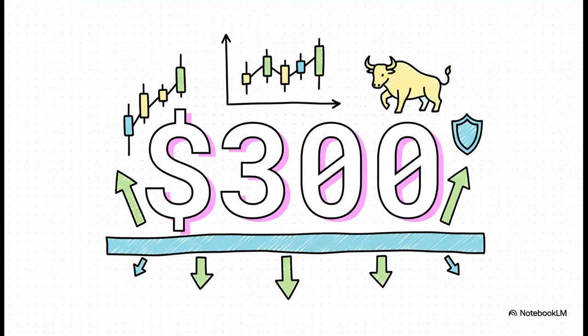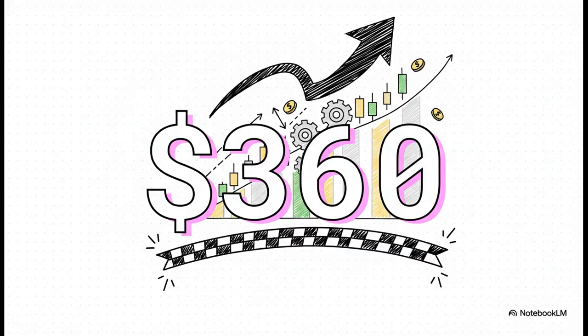Okay, let's review the key numbers. First, we have $300. This is the trader's floor. It's the line in the sand. They believe the stock has strong support here, and they're willing to buy it if it drops to this level. Then we have 360. This is the trigger. Think of it as the starting line. Once the stock price crosses this level, their bullish bet, their profit engine, really starts to kick in.